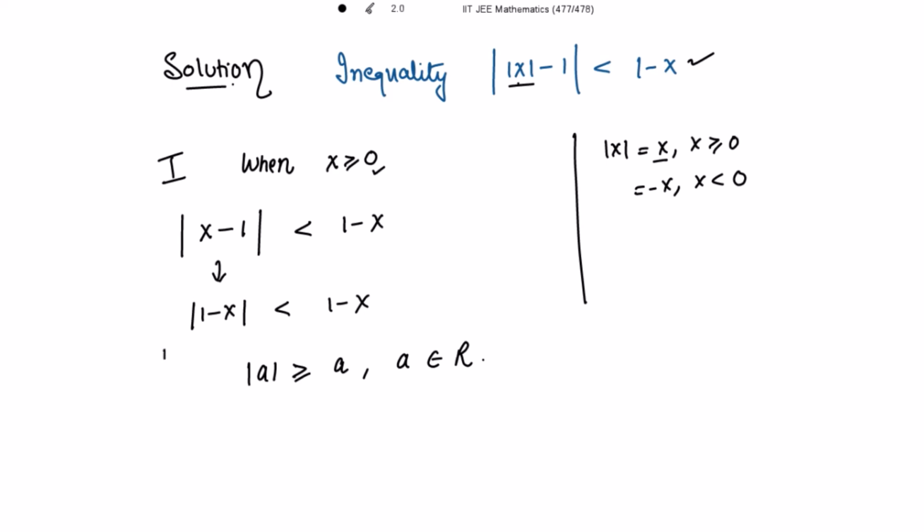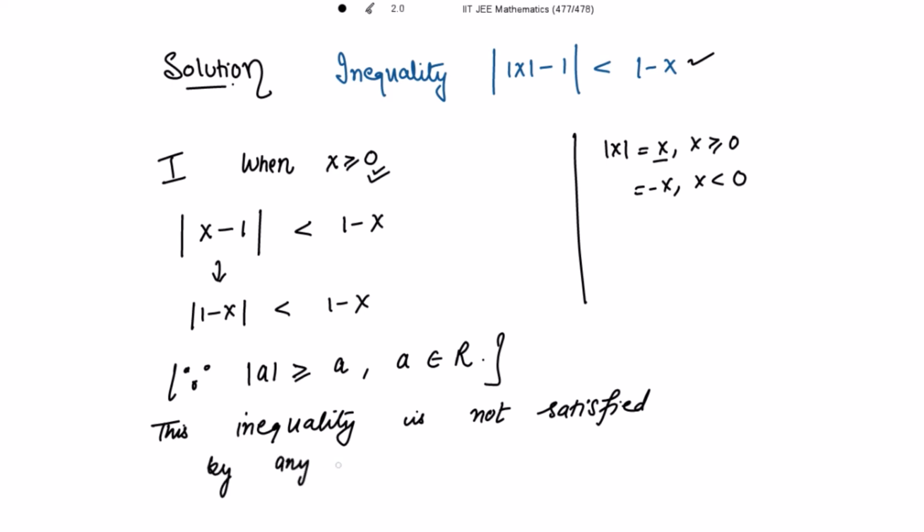Because mod of a is always greater than equal to a for all a belonging to the real numbers. That means this result is not satisfied for x greater than equal to 0. That means the inequality is not satisfied for x greater than equal to 0. So this is the reason for this. So this inequality is not satisfied by any value of x, because mod of a is always greater than equal to a for all a belonging to the real numbers.